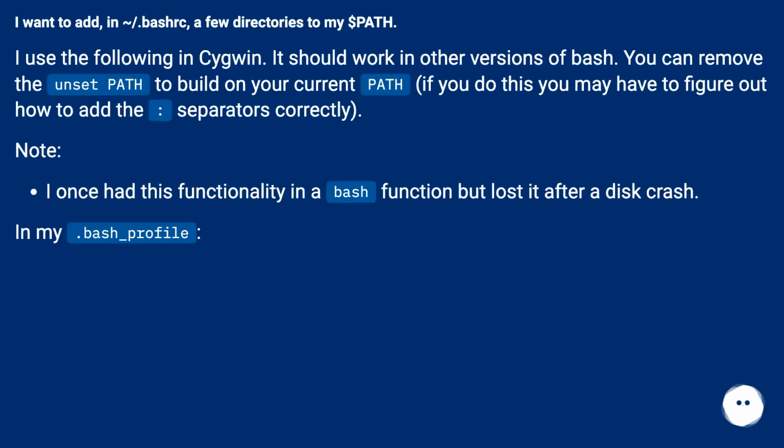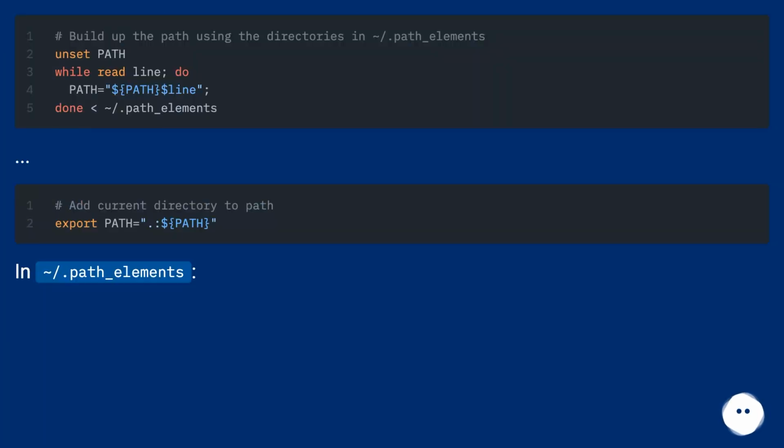I want to add in ~/.bashrc a few directories to my $PATH. I use the following in Cygwin. It should work in other versions of bash. You can remove the unset PATH to build on your current path. If you do this, you may have to figure out how to add the colon separators correctly. Note, I once had this functionality in a bash function but lost it after a disk crash. In my .bash_profile. In ~/.path_elements.